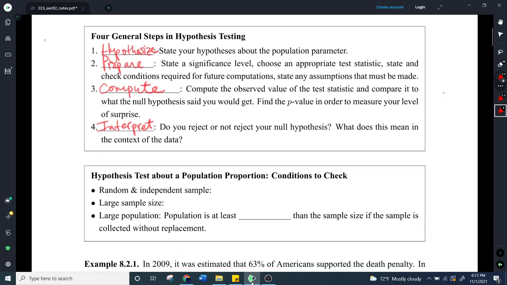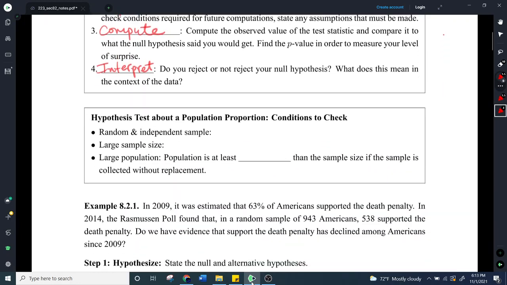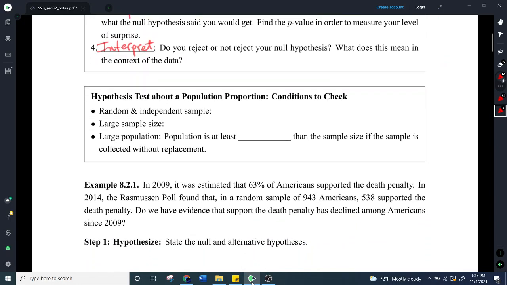So the conditions you need to check are actually the same as they were in Chapter 7. There's 3 conditions that have to apply because we're still using the central limit theorem. The first is that the sample has to be random and independent. As long as it's a simple random sample or they tell you that the sample was done randomly, we're good to go there. It has to be large enough to expect at least 10 successes and 10 failures.